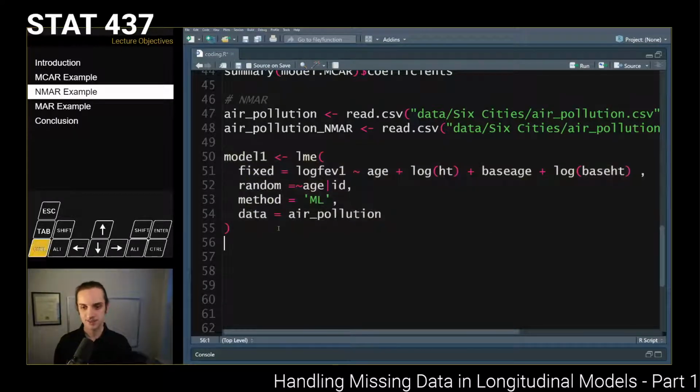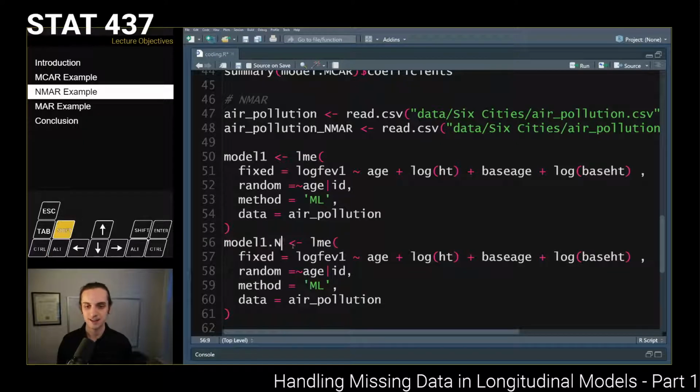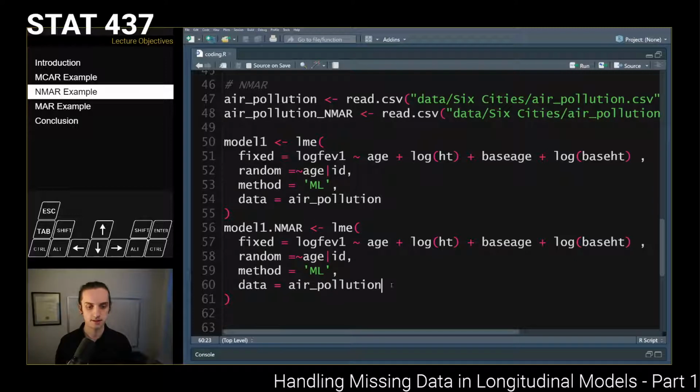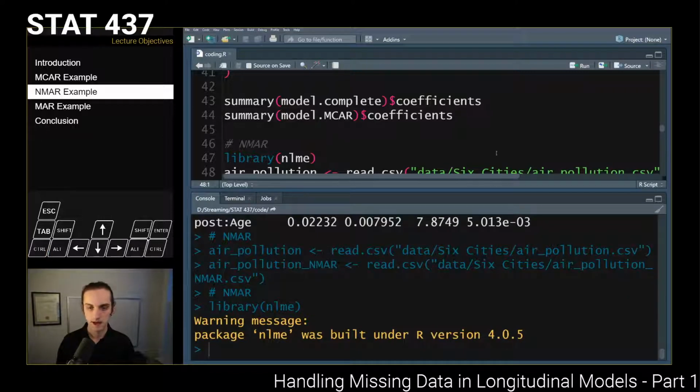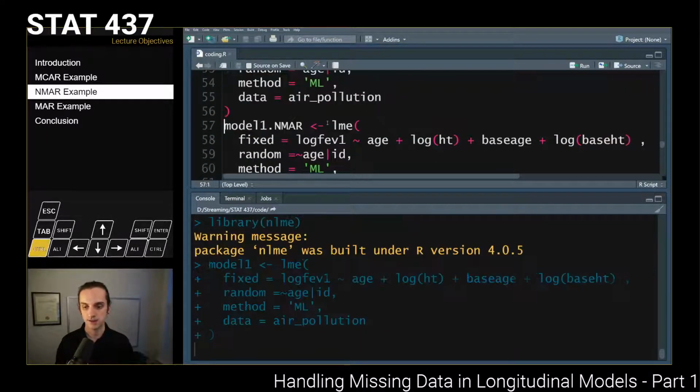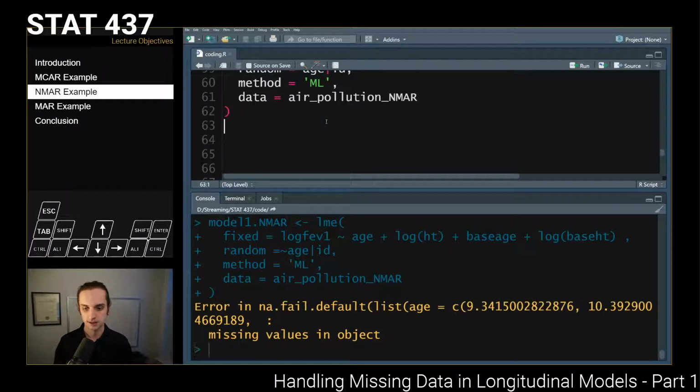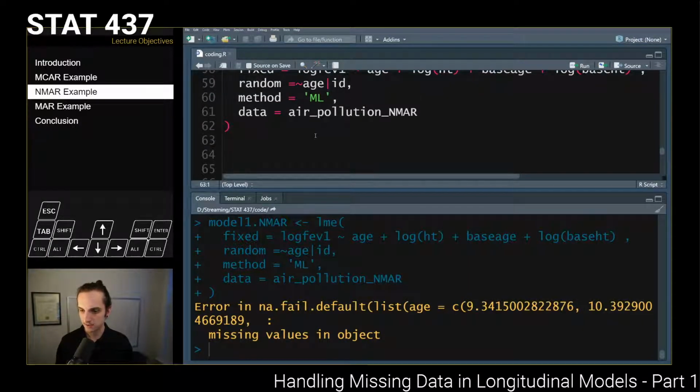And now what I'm going to do is I'll come here, I'll copy and paste this model down, and all I'm going to do for now is change out this air pollution to be air pollution not missing at random. Now, the other thing is that we're going to need to pull in the correct library here. So that's NLME. And we have those data read in. So now we should be able to fit this model, and we should be able to fit the model for not missing at random as well. And you can see that we get this error down here.